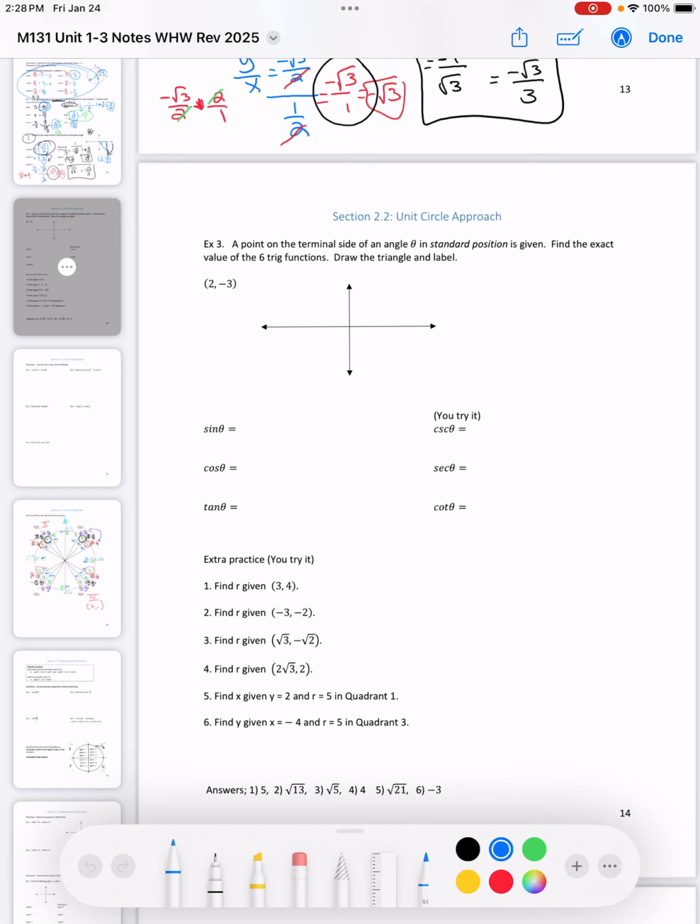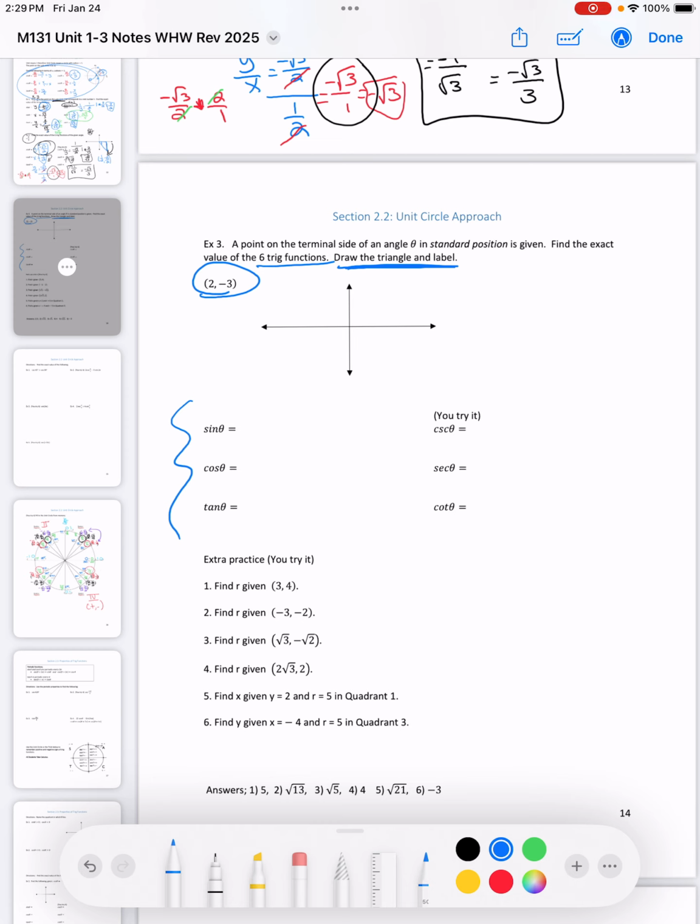So I'm looking for this angle theta. We're supposed to find these 6 trig functions, these guys down here, at this point (2, -3). Now we are going to draw the triangle. It's important so that we really can see what quadrant we're in, so that we can make sure we have the correct positive or negative for our answers on these 6 trig functions.